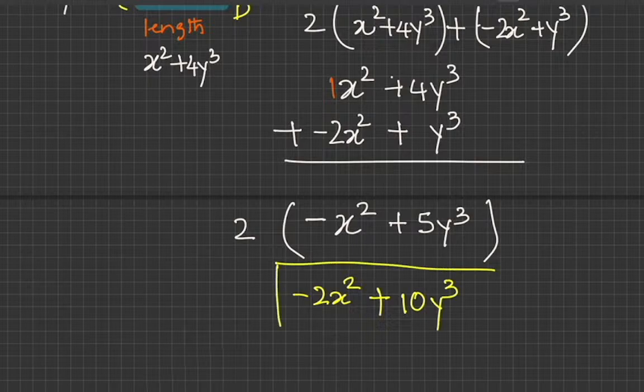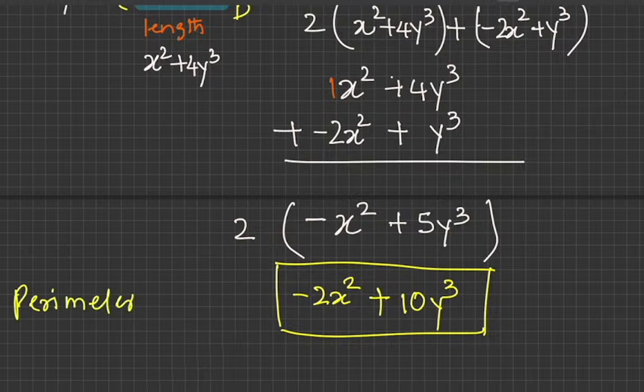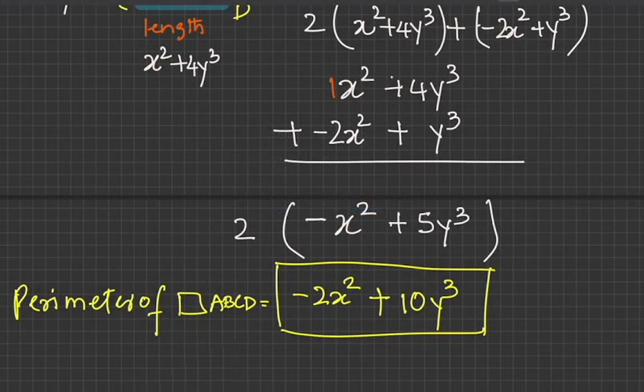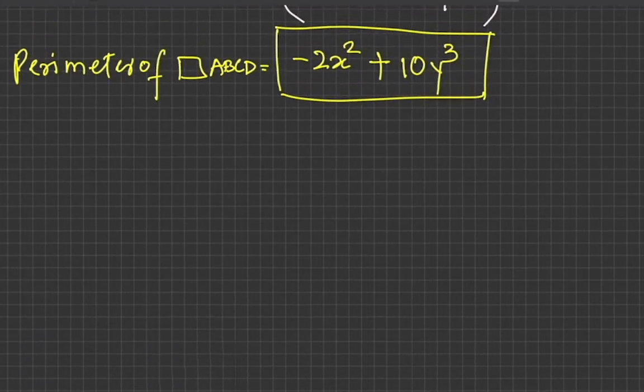So this is the perimeter of the rectangle, right? This is the perimeter of rectangle ABCD. Got it? Okay. Let's do some more examples.